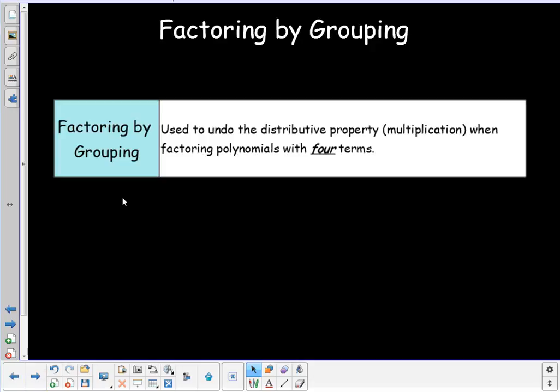So factoring by grouping is used when we want to undo the distributive property, or in other words, the multiplication, when we are factoring polynomials with 4 terms. If we have 4 terms, we're going to be able to group them into pieces and factor them that way.